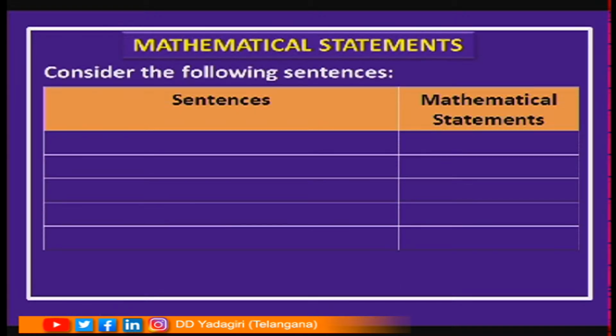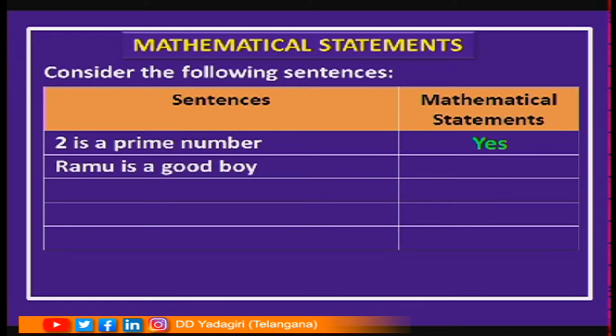Now, consider the following sentences. I am going to tabulate as shown on your screen. 2 is a prime number. Now, is it a mathematical statement or not? Yes, absolutely it is a mathematical statement. Whereas if we consider Ramu is a good boy, is it a mathematical statement? No, it is not related to mathematics.